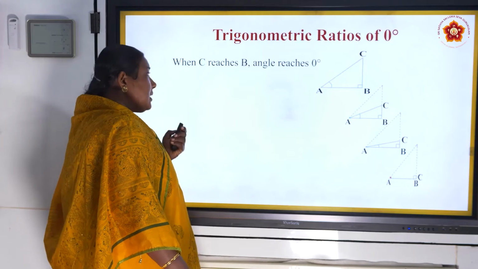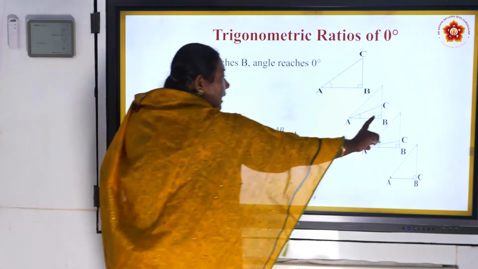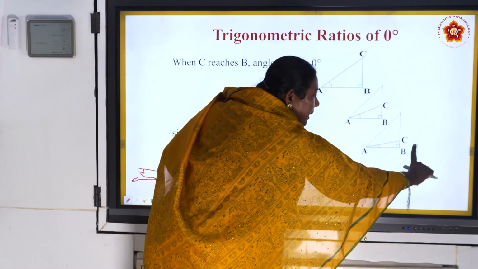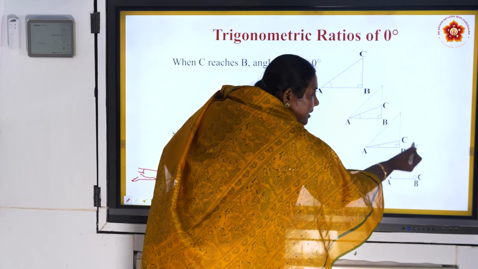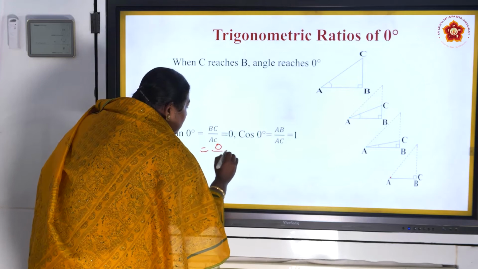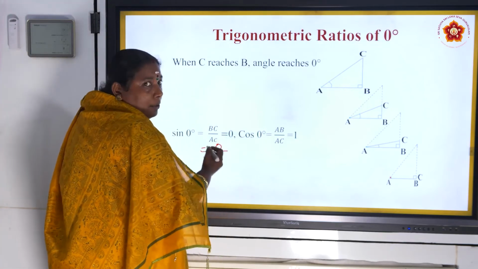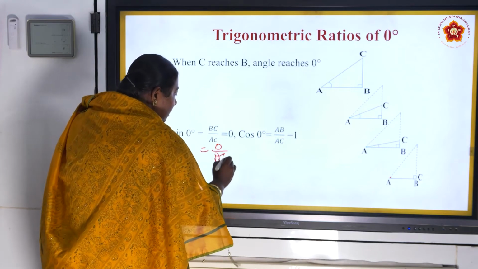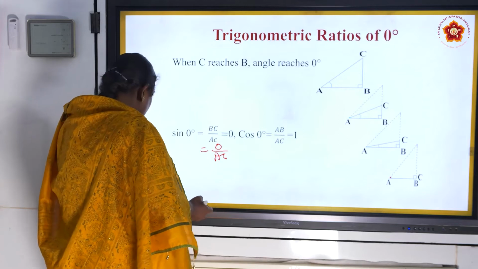Right? That means sine 0 will be BC by AC. Since C has reached B, BC will be equal to 0. BC will be equal to 0. AC will be the same, whatever the value may be, I don't care. 0 divided by something is 0, right?